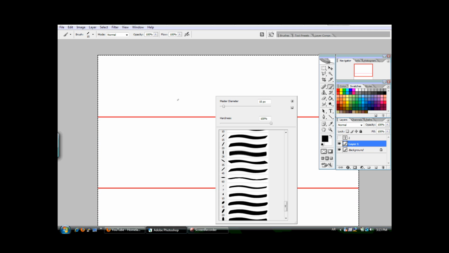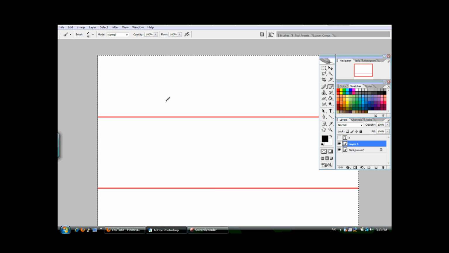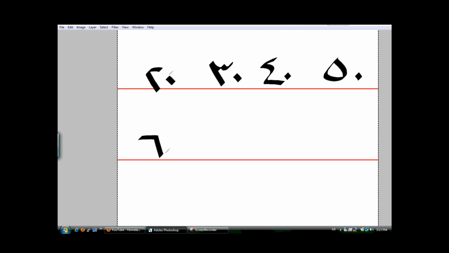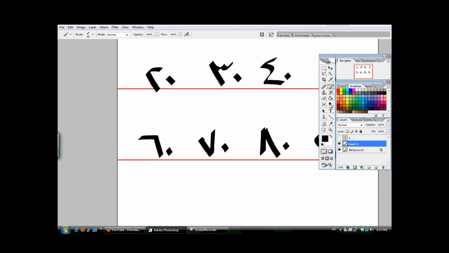Let's first write them. The number 20 is like so. 30, 40, 50, 60, 70, 80, 90. So what are the names of these numbers?